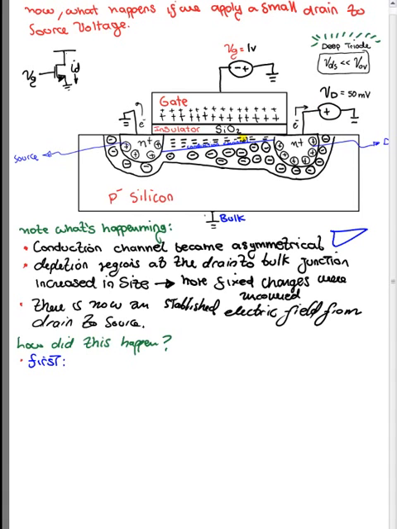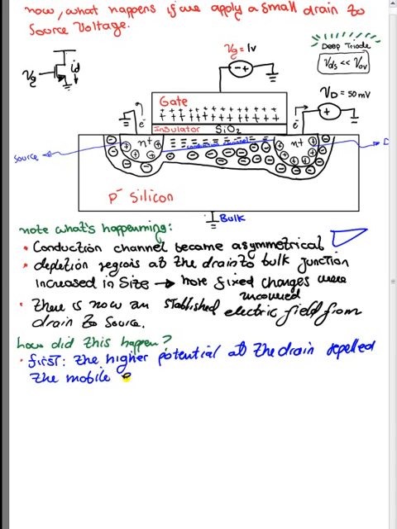And so let's write that down. So the higher potential at the drain repelled the mobile electrons in the conduction channel closest to the drain. Okay, so that's the first explanation that we have to do.